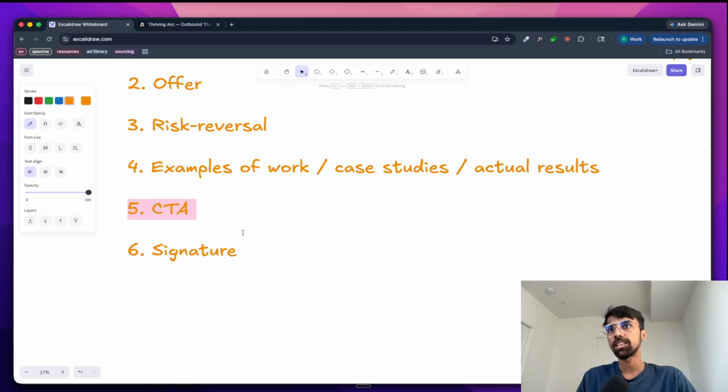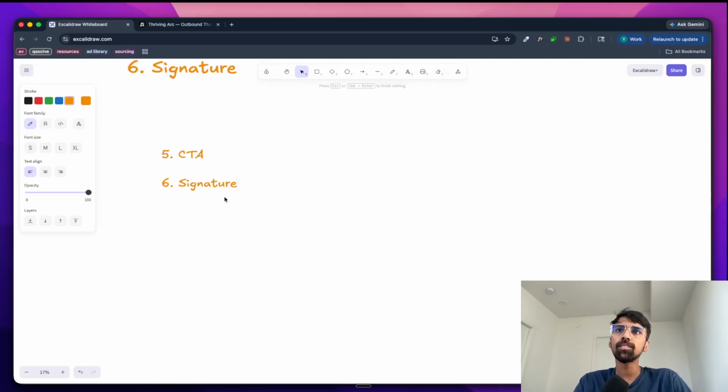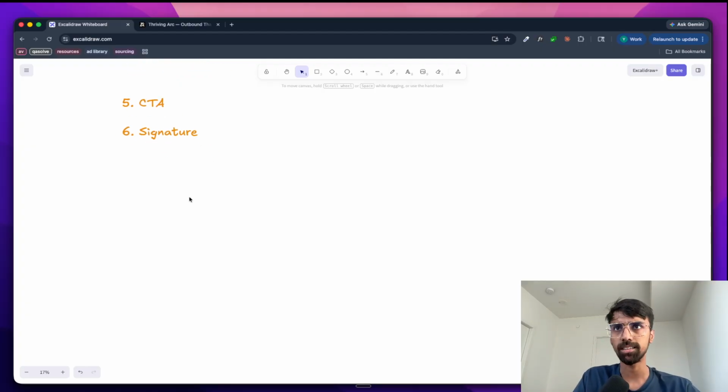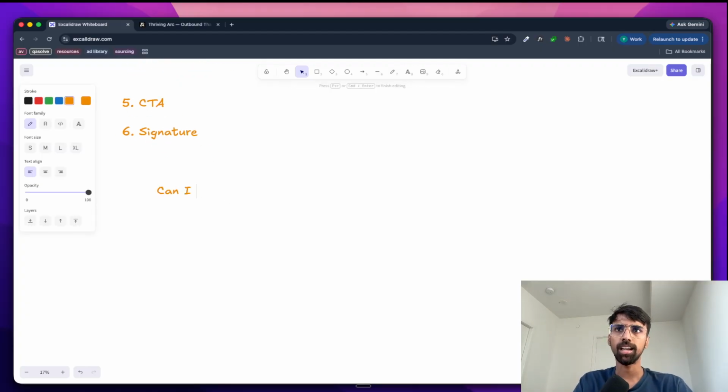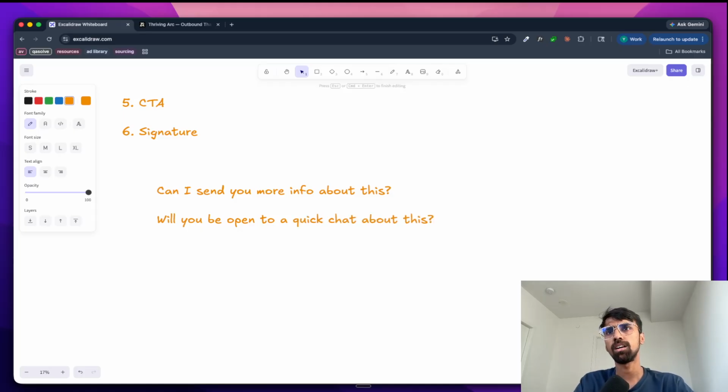Finally, we have the CTA and the signature. I think we can tackle these two together. The CTA is essentially, can I send you more info about this? Or will you be open to a quick chat about this? Or, can I share a case study? Can I share an example XYZ here?